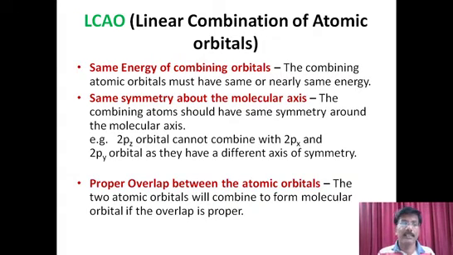So that is the important thing, that symmetry must be the same for both atomic orbitals, and overlap should also be proper. For example, an s orbital should not interact with the middle of the p orbital. It should interact with the top or bottom of the p orbital. Otherwise, if the proper direction of overlap is missing, it will not lead to the formation of a molecular orbital. So molecular orbital formation has certain conditions to come into existence. These conditions are explained through the linear combination of atomic orbitals, LCAO.